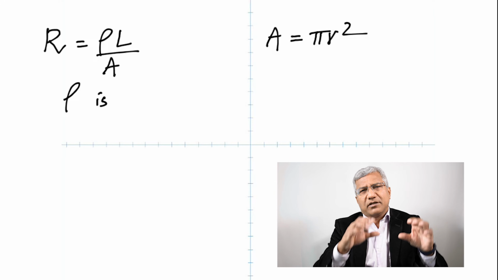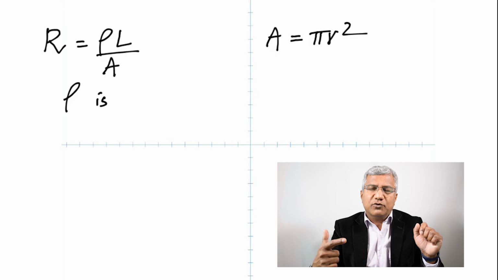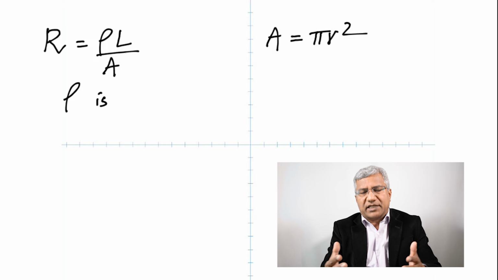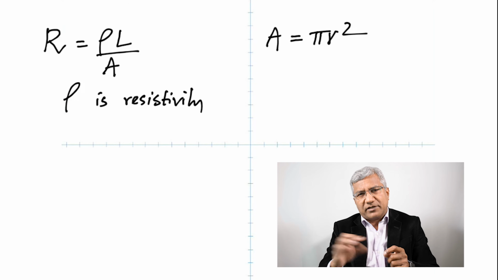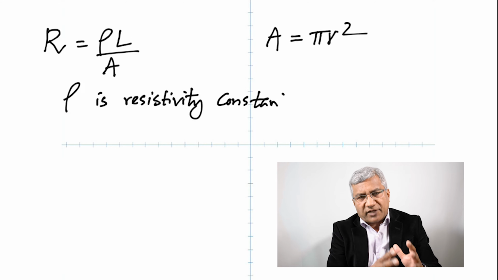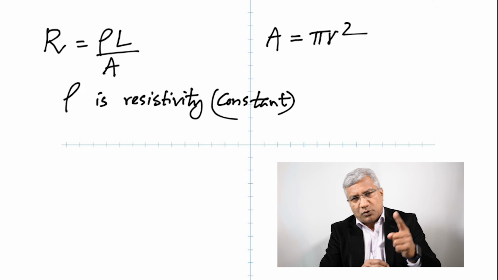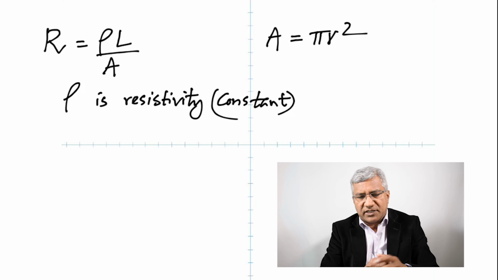Now, normally, cables have a circular cross-section, and therefore, the area is calculated using pi r squared. That's why you have pi r squared. Of course, little r is the radius of the cable. So in that formula, R is the resistance, rho is resistivity, which is a constant, L is the length, and A is the area of cross-section.